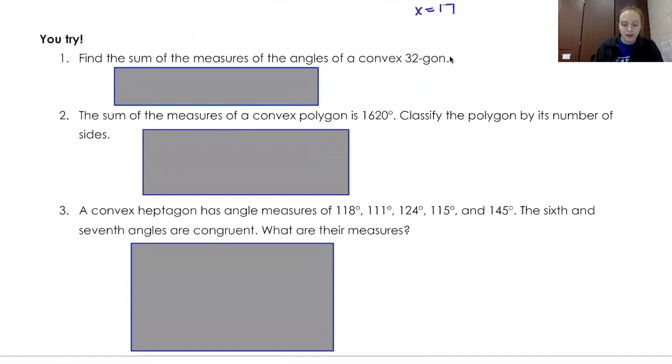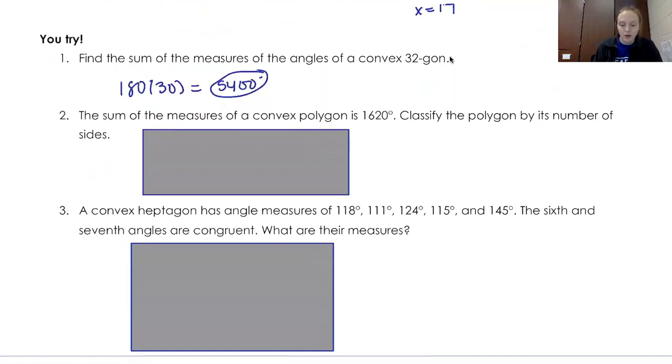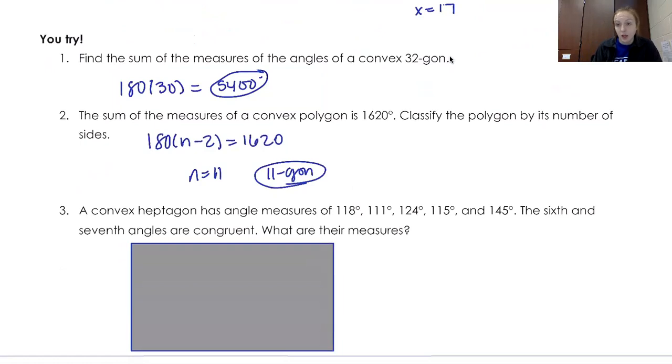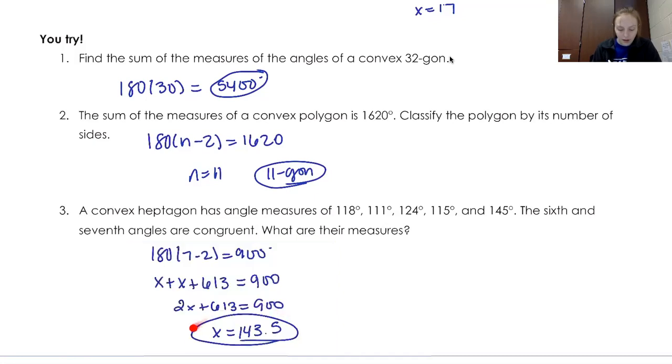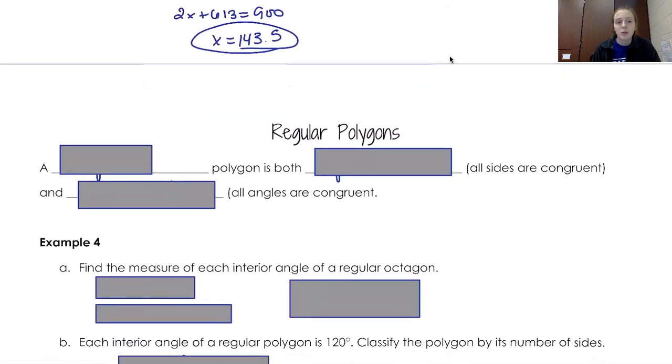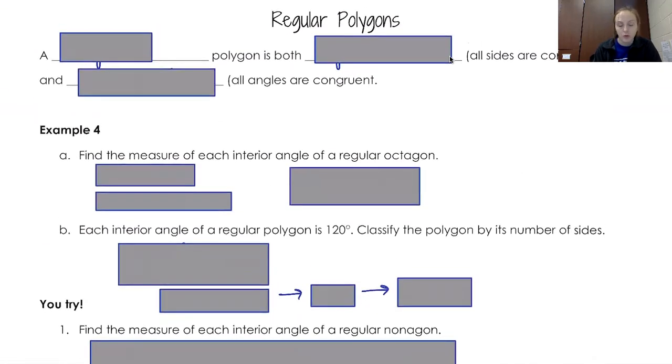Okay, here's what you should have. Number 1 is 5,400 degrees. 2 is an 11-gon. It's also called a hendecagon, in case you were wondering. Number 3, this one was a little tricky. You had to notice that the 6th and 7th angles are congruent. So you add all these up, 1, 2, 3, 4, 5. You have to add on 2 unknowns. So that's plus x plus another x, or plus 2x. Then you solve for x and you get 143.5 degrees. Okay, regular polygons, and angles, of course.